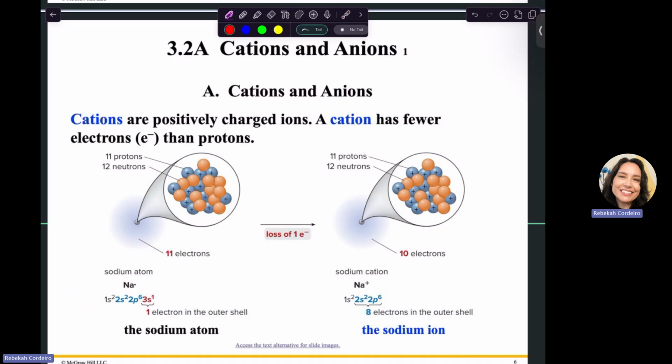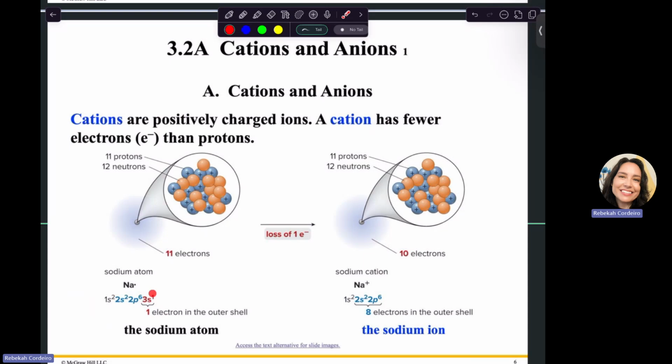So let's say we have sodium. So sodium has 11 protons, 12 neutrons, and 11 electrons. If sodium loses an electron, notice that if it loses an electron, see that 8 that it has on the next energy level below?